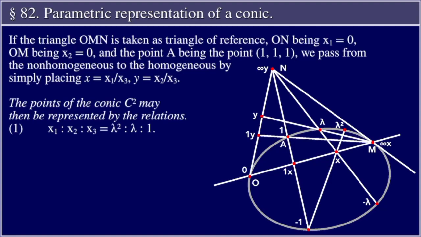If the triangle OMN is taken as triangle of reference, ON being x sub 1 equals 0, OM being x sub 2 equals 0, and the point A being the point (1, 1, 1), we pass from the non-homogeneous to the homogeneous simply by placing x equals x1 divided by x3, y equals x2 divided by x3. The points of the conic c² may then be represented by the relations 1. x1 is to x2 is to x3 as lambda squared is to lambda is to 1.